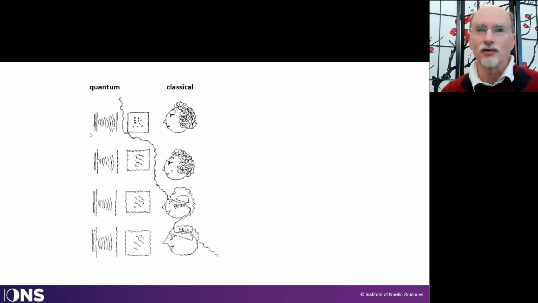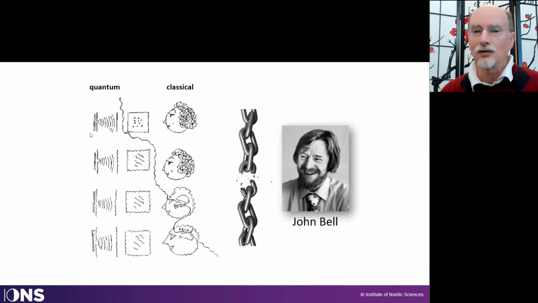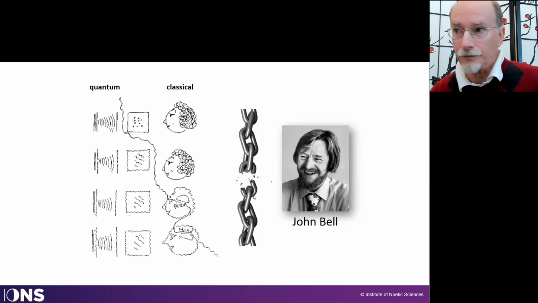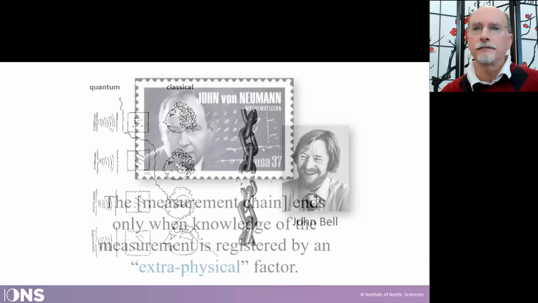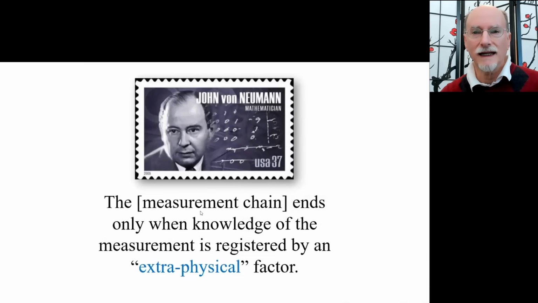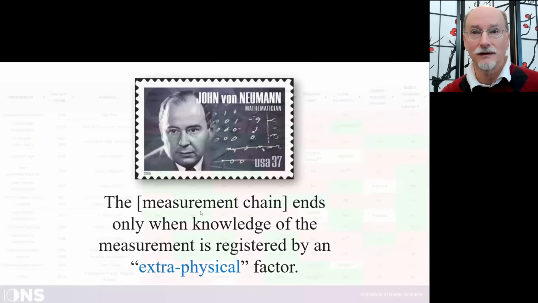So this is a sketch drawn by John Bell, who of course was the one who came up with a way of testing for entanglement. And he was the one who coined this notion of how do you break the von Neumann chain? In other words, the quantum world is described in this wavy fashion, but we live in a kind of classical world. Where did this come from? So von Neumann suggested that the measurement chain ends only when knowledge of the measurement is registered by an extra physical factor, by which he meant consciousness.